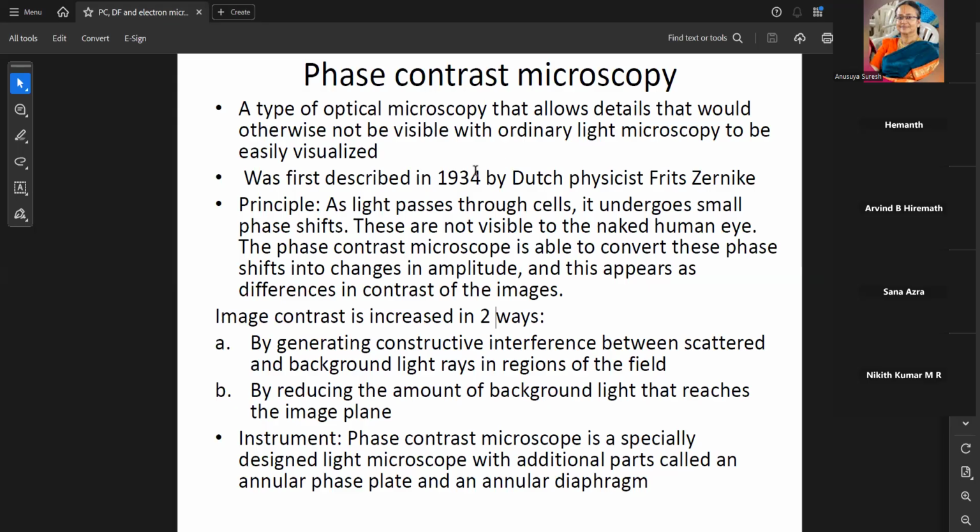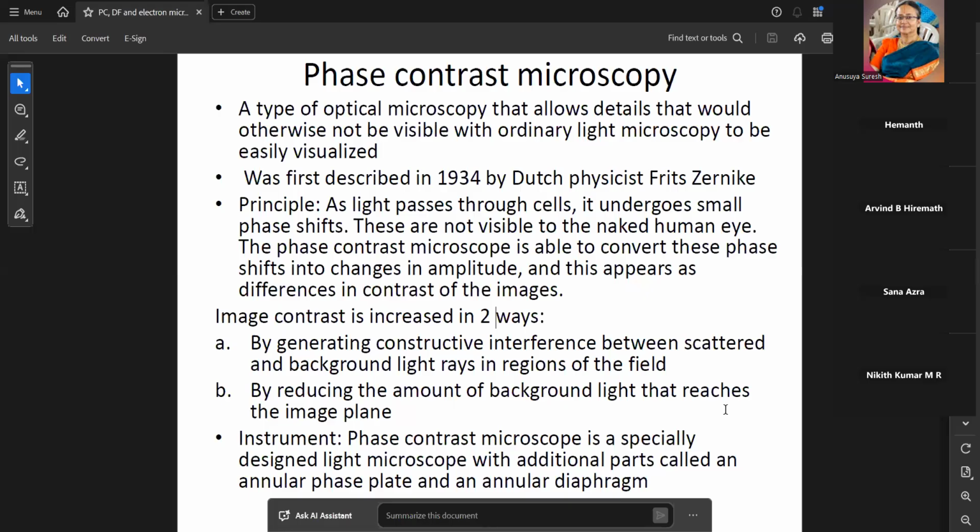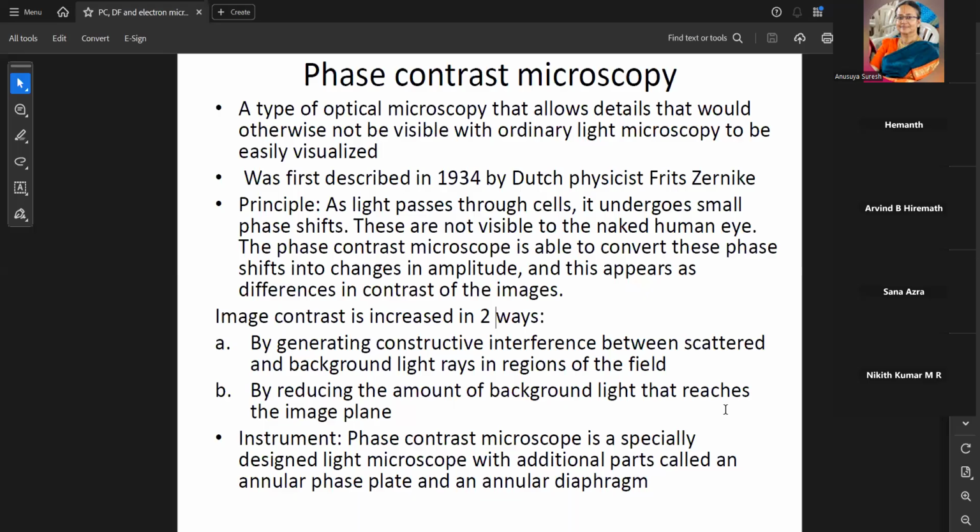So today we are now going to discuss the type of microscopy which is called phase contrast microscopy. In this, as the name indicates, there is a contrasting mechanism which is used. Things which cannot be normally seen with the usual light microscopy, to visualize those kinds of objects, we make use of phase contrast microscopy. In 1934, the Dutch physicist Fritz Zernike was the one who described phase contrast microscopy for the first time.